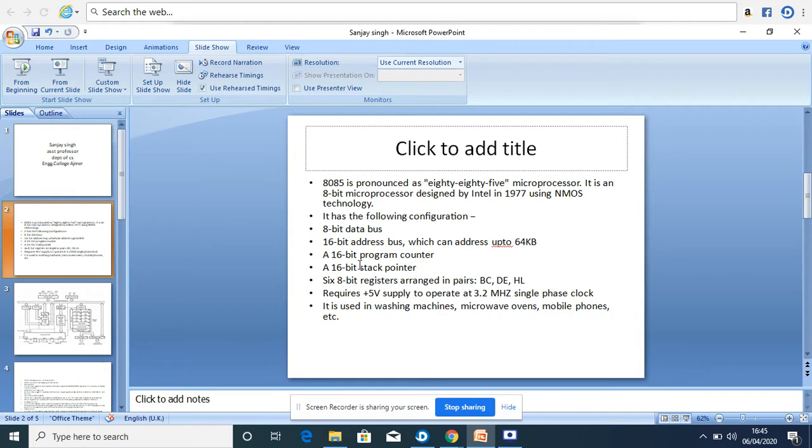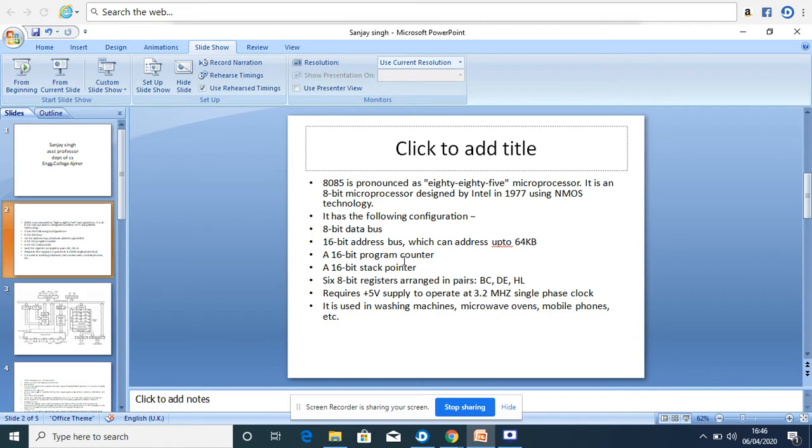Apart from this data bus, there is a 16-bit address bus which can address 64 KB of memory. Why is it capable of addressing 64 KB of memory? Because 2 to the power 16 equals 64 KB. The 8085 microprocessor has a 16-bit address bus. This bus is unidirectional. It means this bus can carry the address from the microprocessor to memory or input output devices.